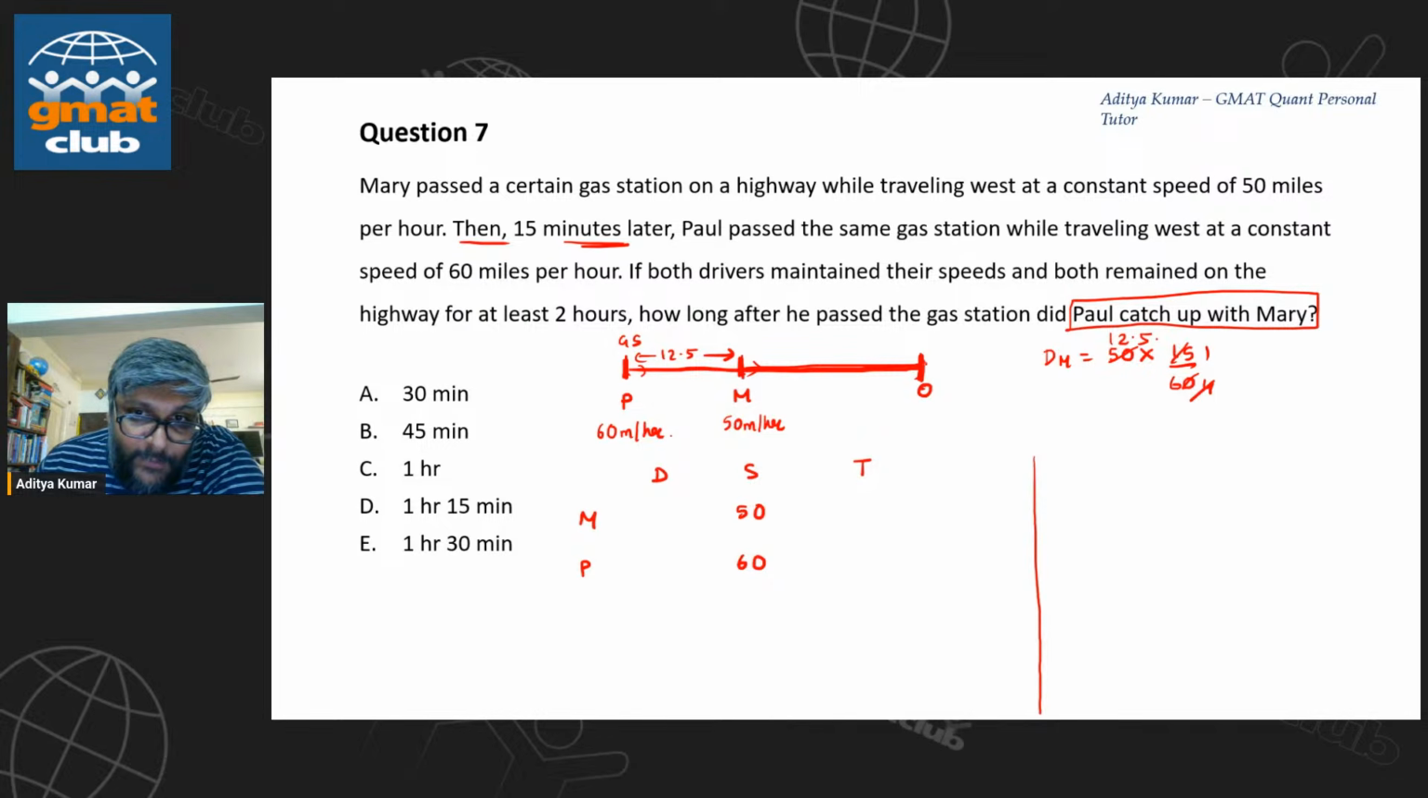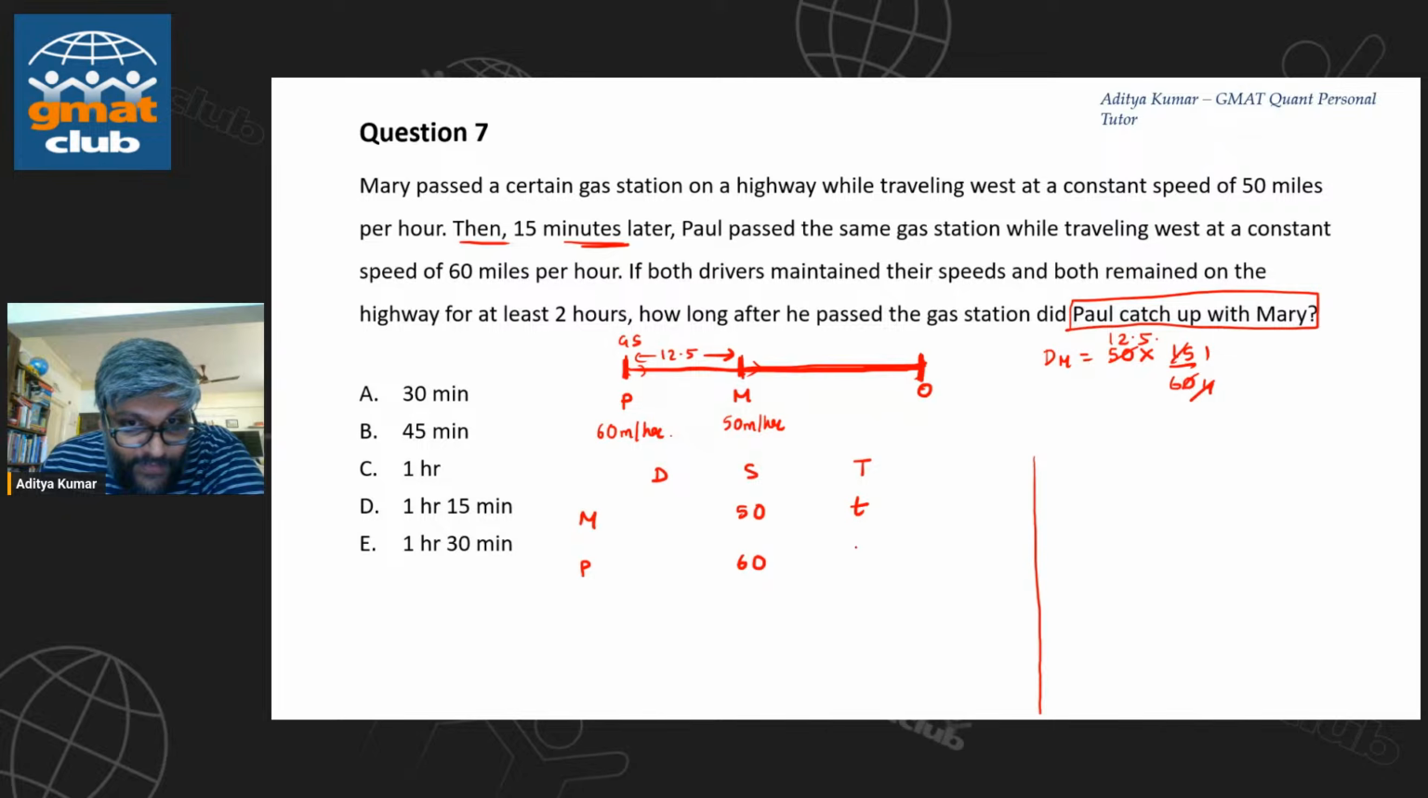Paul is going to catch up at this point, and they're both moving simultaneously. Paul is obviously moving faster, right? This is an official GMAT question, an official guide question. Now, the time that Paul will take to reach O is the same as the time that Mary will take to reach O. The time is constant there, right?